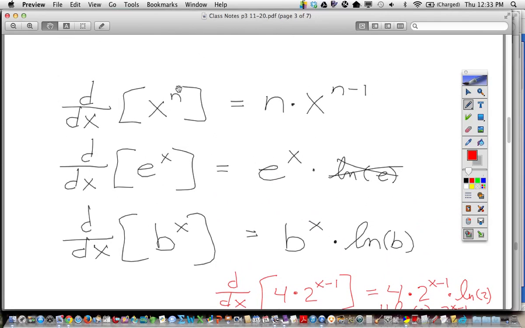But x raised to a number is the power rule. So it's very important that you say, I put these on the same page for a reason. X raised to a number is the power rule. A number raised to an x is an exponential rule. Okay, an exponential thing. And so they're very different.